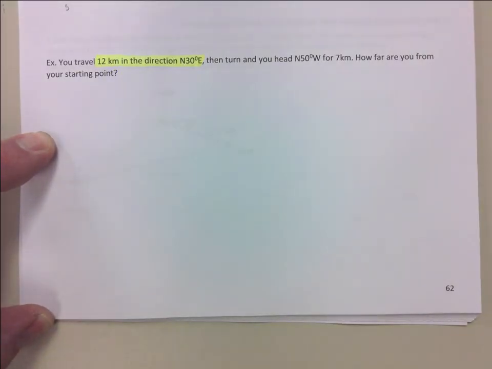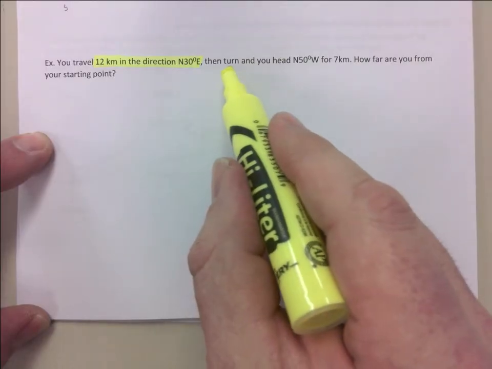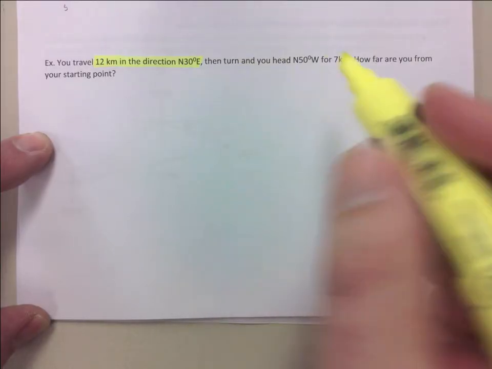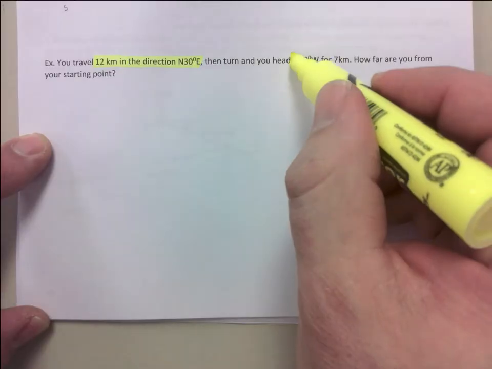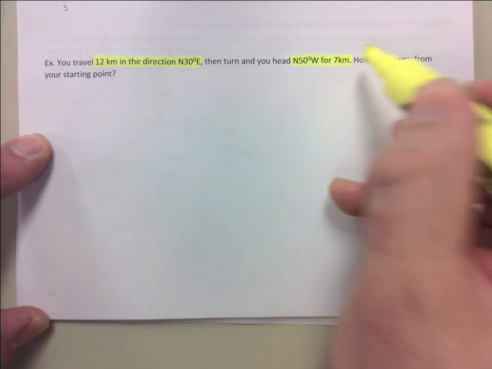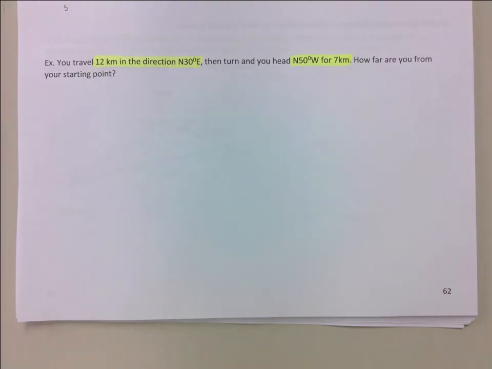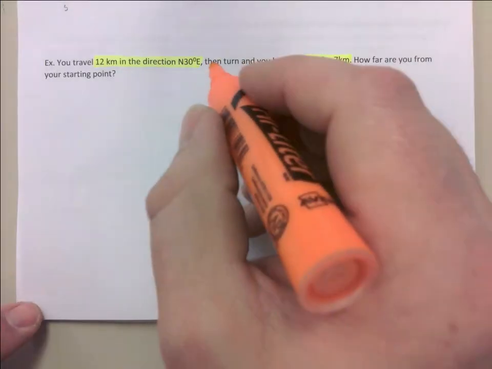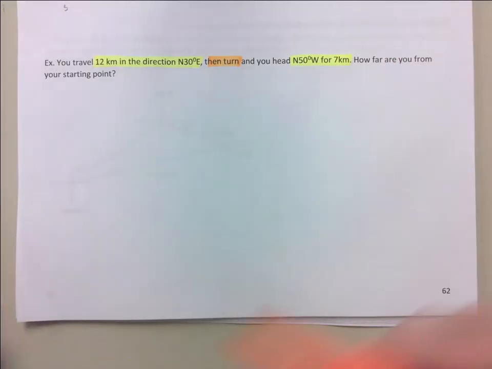So that's locked in. Then you turn. Right, you turn and you head in the direction north 50 degrees west for 7 kilometers. How far are you from your starting point? I'm going to also highlight turn, because that is important. You're moving now. You're not standing still. You're starting somewhere, you're moving, then you turn and you keep going a different direction.